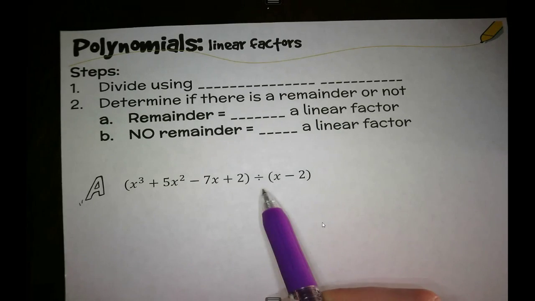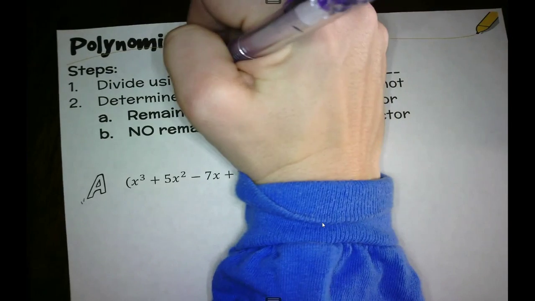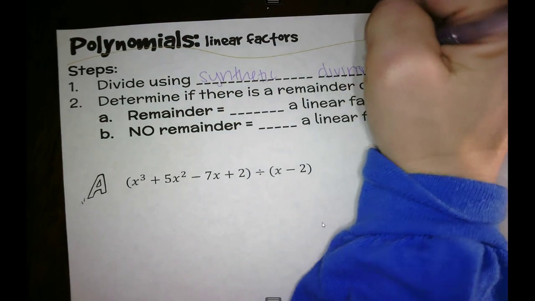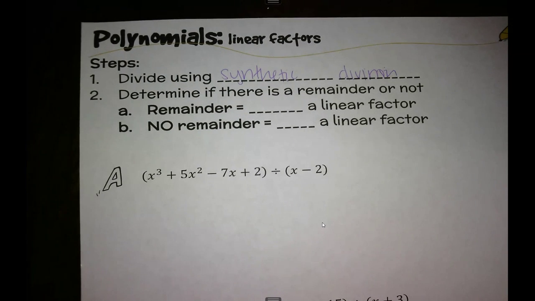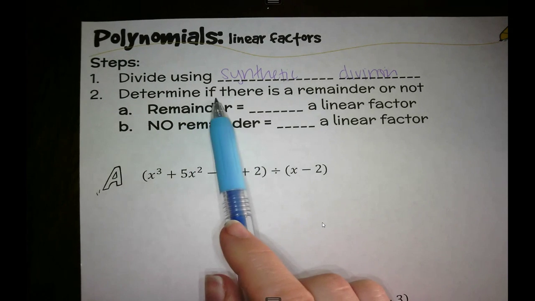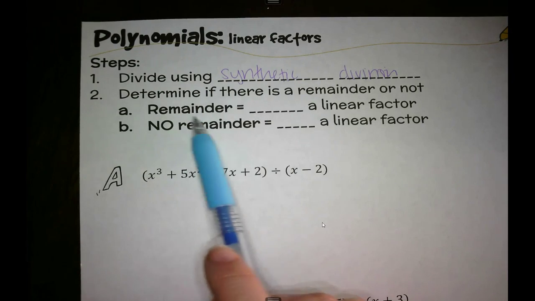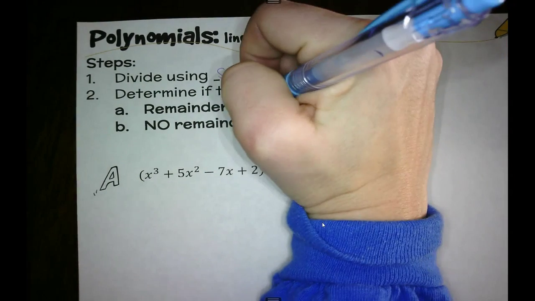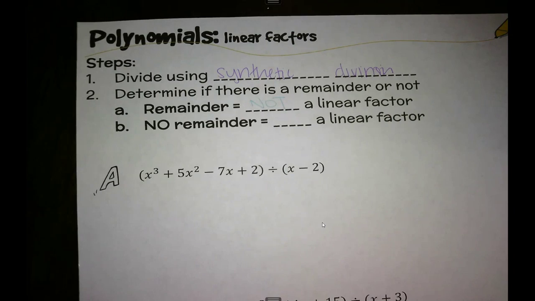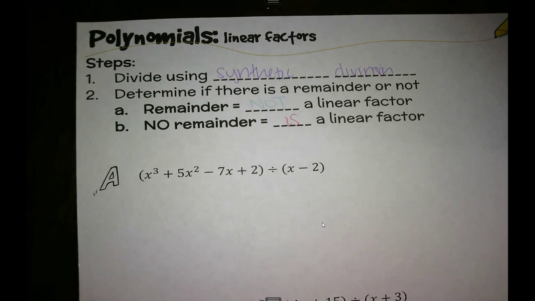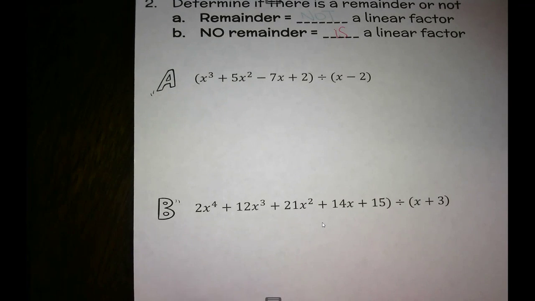We're going to divide using our synthetic division. So flip back to those notes on how to do that if you forgot. What's going to tell us if it's a factor or not is if there is a remainder or not. So if there is a remainder, then it's not a factor. And if there's no remainder, you guessed it, it is a factor. Okay? So let's remember our synthetic division. Flip back to those notes.